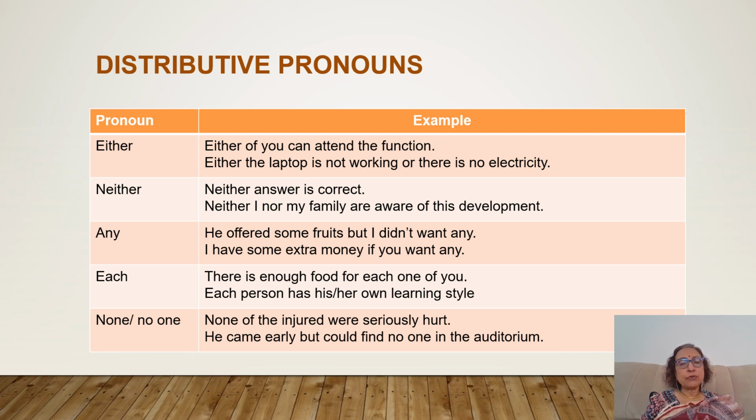None of the injured was seriously hurt. None again specific to injured. He came early but could find no one in the auditorium. Some specific people were supposed to be in the auditorium. No one was there. Therefore, distributive.